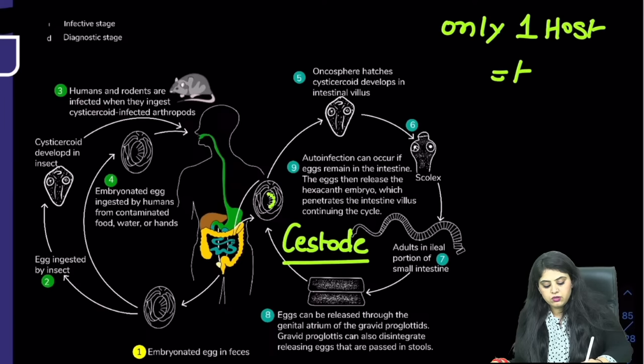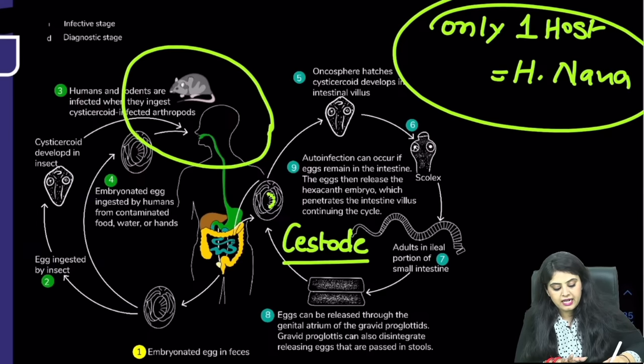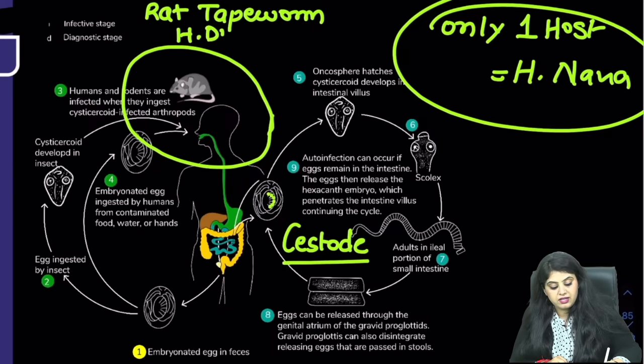And that only one host is going to be H. nana. Perfect. But now I put a twist in the story. With the human, I add a rodent inside it. Now, what are the human and rodent going to be? That is going to be the rat tapeworm. And rat tapeworm basically, which one? H. diminuta. Very good. So, have a look at this in the exam.